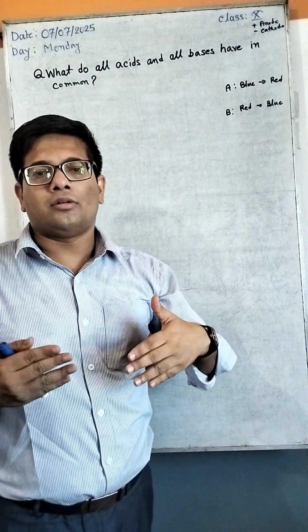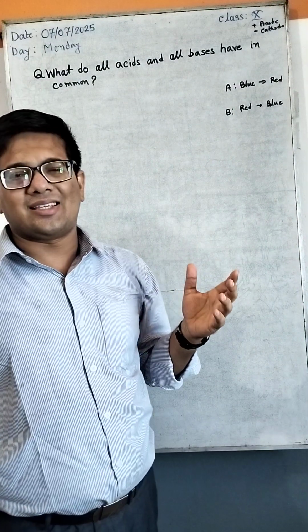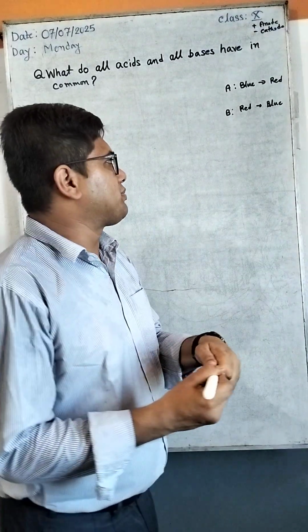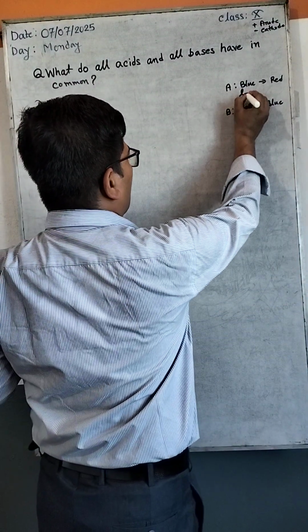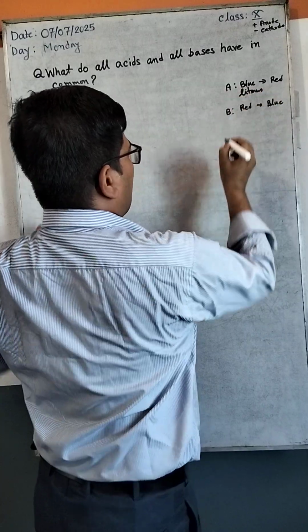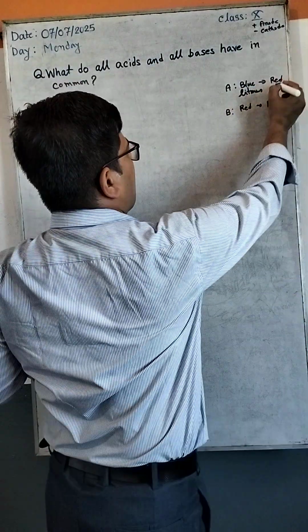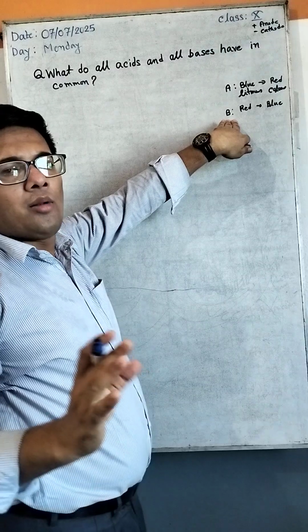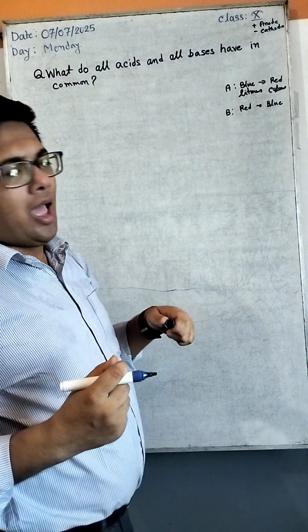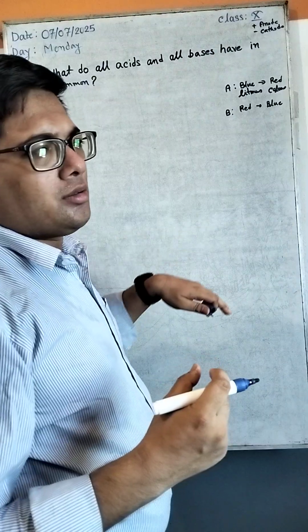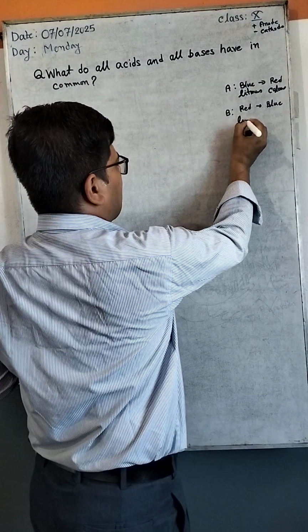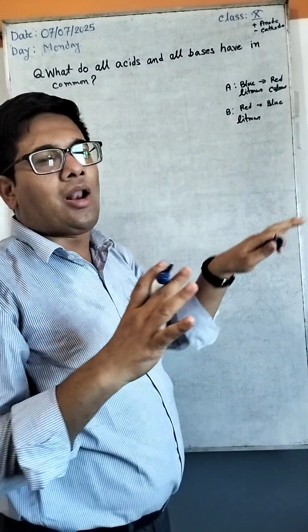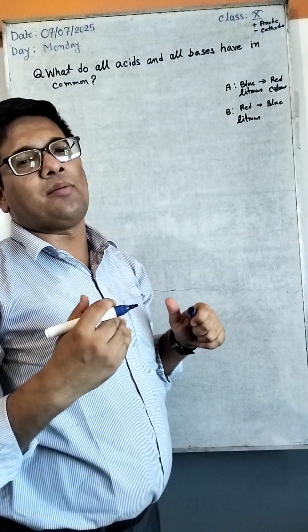I will recount to you the physical properties. All acids turn blue litmus paper red, and all bases are soapy in nature, and they turn red litmus paper blue. These are the physical properties of acids and bases.